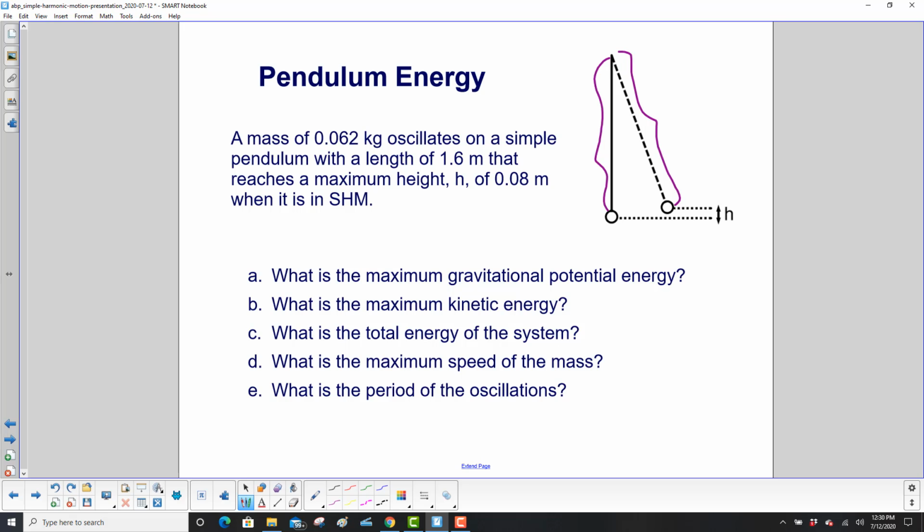What is the maximum gravitational potential energy? What is the maximum kinetic energy? What is the total energy of the system? What is the maximum speed of the mass? And what is the period of oscillations?